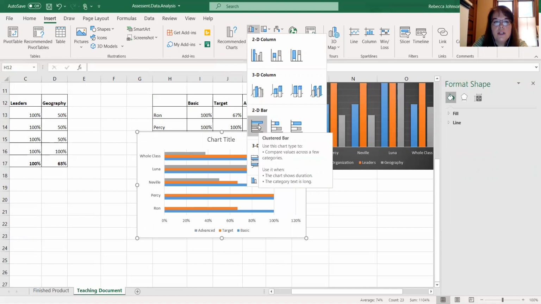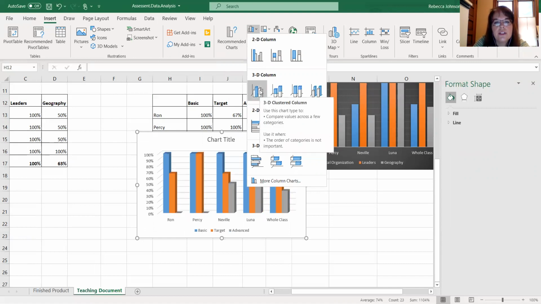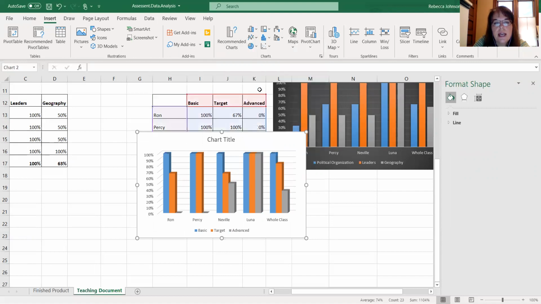You can also, if you wanted to do a clustered bar graph, kind of like this one better. Okay, so this is a 3D clustered column. I'm going to click on that.